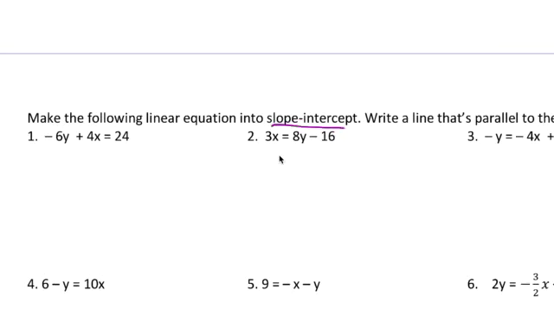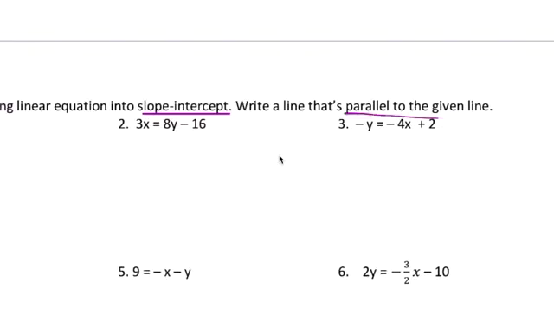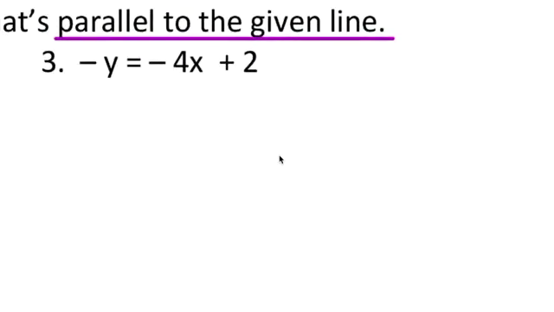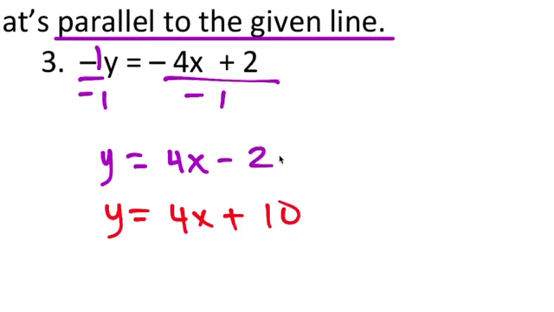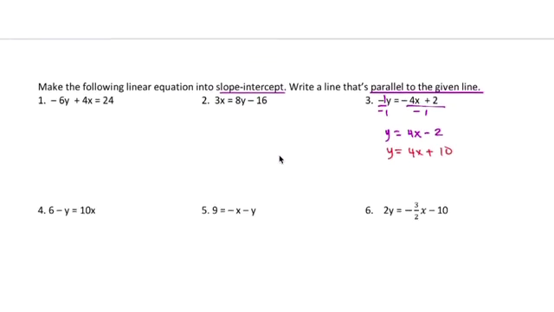Make it into slope-intercept form. Then give a line that's parallel. Okay, you guys, this is already, this is invisible 1, divide by 1 to all of them. So y equals positive 4x minus 2. Parallel, parallel. Slopes are the same. Y-intercept is different. The lines are parallel when you graph it. Okay?